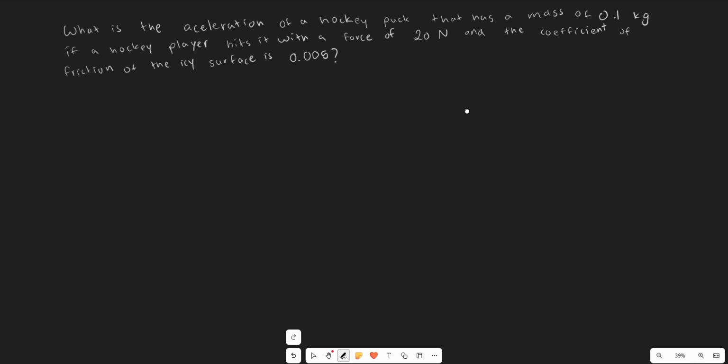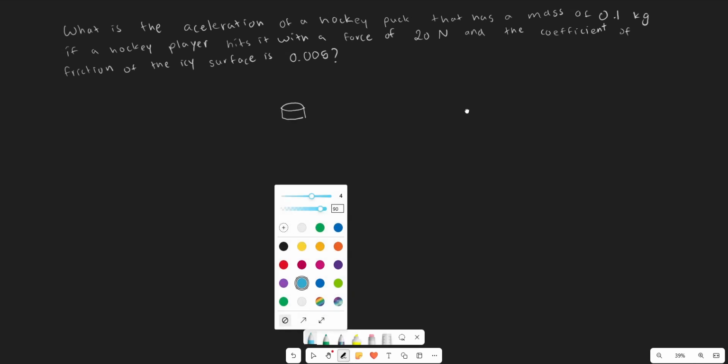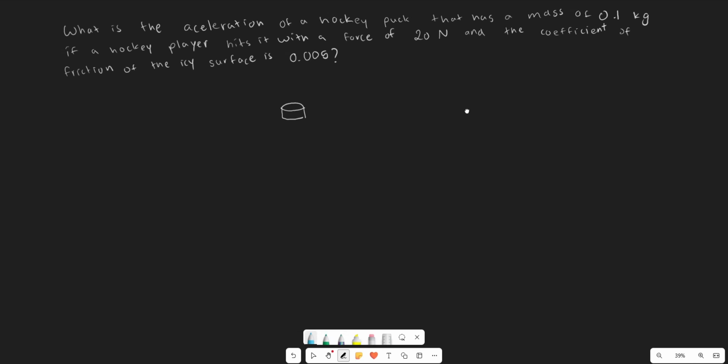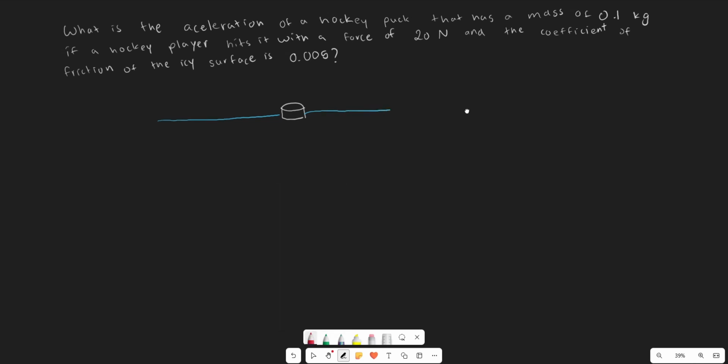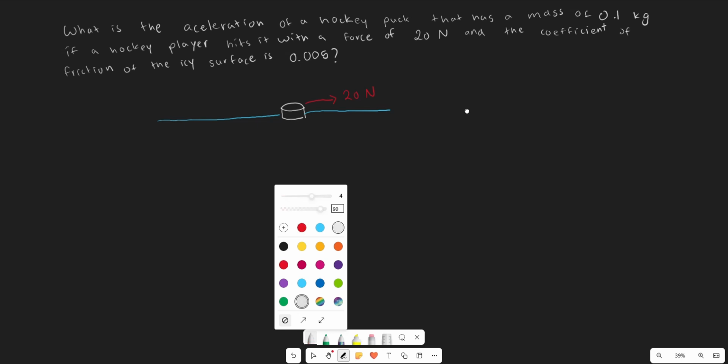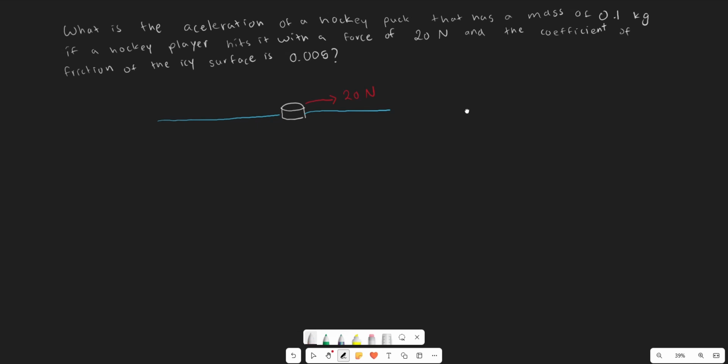Okay, so let's start with a quick diagram. You have a hockey puck on an icy surface, and we're going to draw that in some blue. And you have a hockey player hitting it rightwards, in a direction, with a force of 20 newtons. And the object has a mass of 0.1 kilograms.